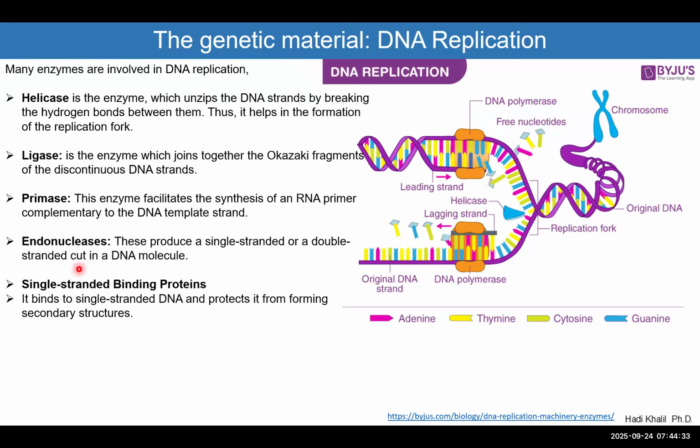And then the single-stranded DNA binding proteins. Once you generate that fork by the helicase, you need some other proteins to keep this fork open. That's the function of the single-stranded DNA binding proteins, because they bind and they don't let that helix wind again until the replication process takes place.